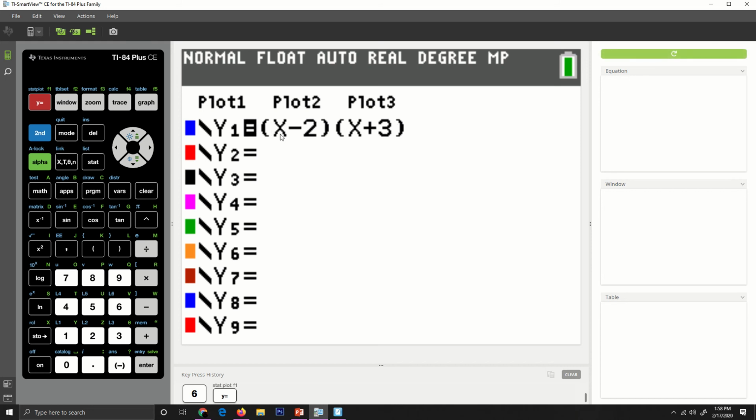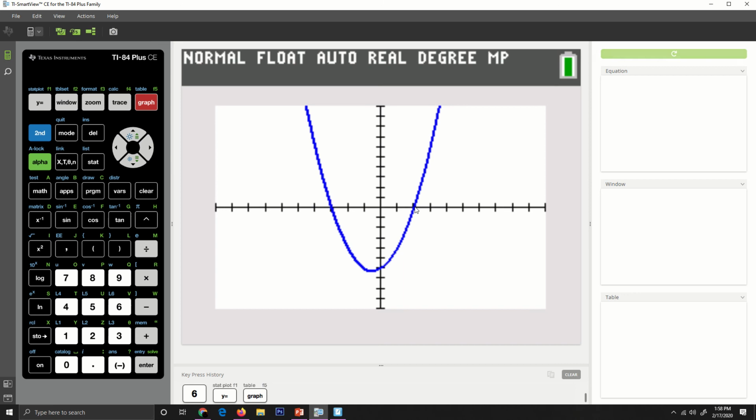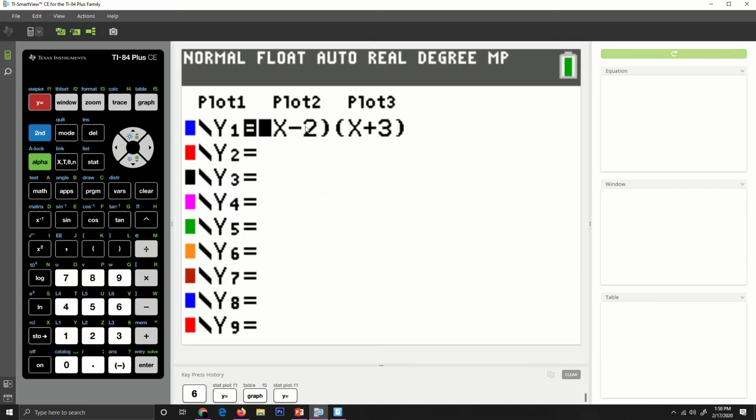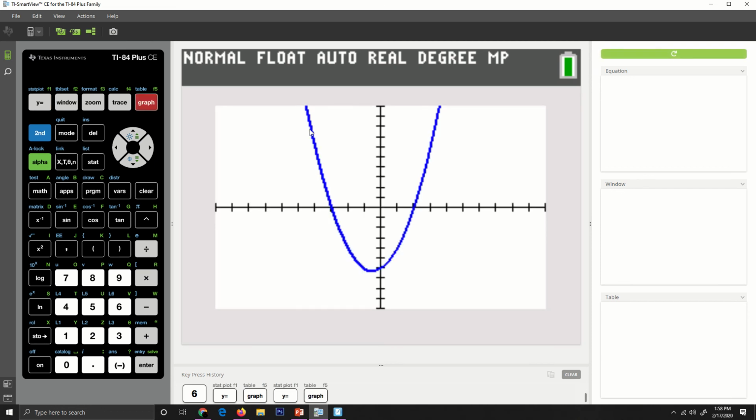And x minus 2, when x is 2, that makes this factor 0. So we've got two zeros, one at -3 and one at 2. And based on this definition, both of the multiplicities are going to be 1. Why? Because the factor is only repeated one time. It's to the first power. And so because the multiplicity is 1, it just goes through the x-axis and continues on.